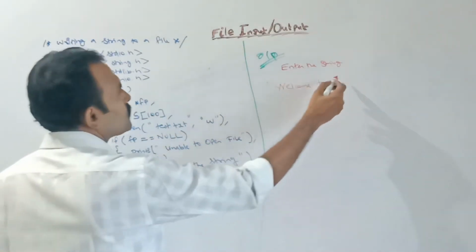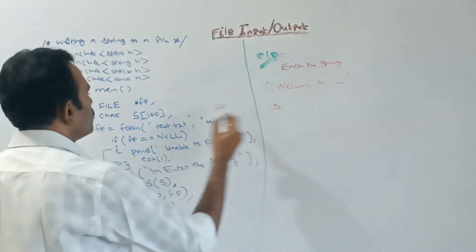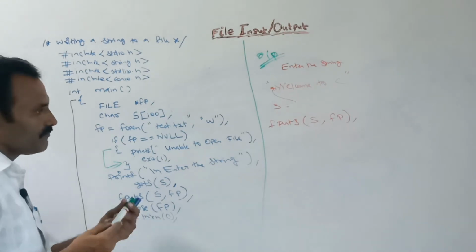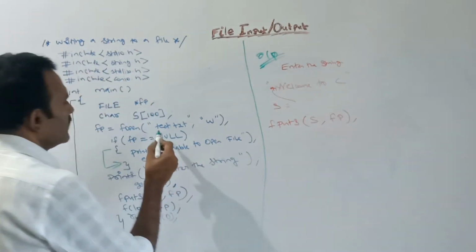Suppose if you are giving welcome to C, then this content will be stored to where? To this variable. With the help of this gets function, that is in the string function, I am getting the input to the variable s. So this s is equal to this string, stored to this variable s. Next, with the help of the fputs function, the file function, I am storing the value, that is the content, to the file. That is, inside this s, that content is stored to where? The file pointer fp, which I had already opened in write mode. So here this file name what? Test.txt.